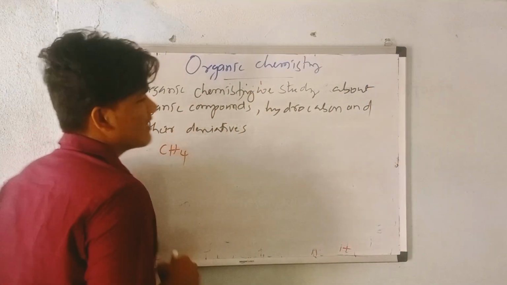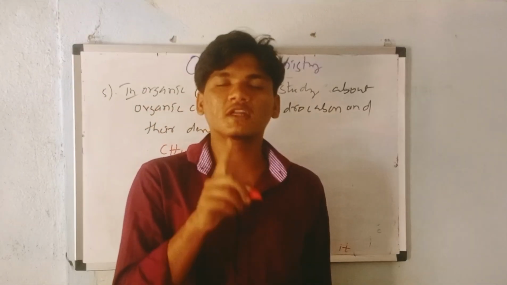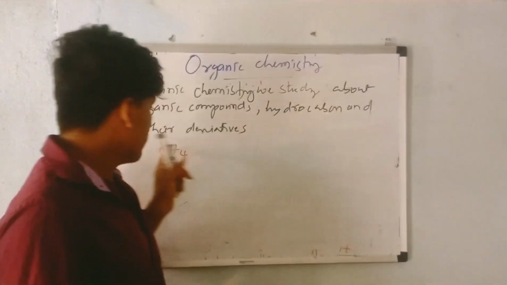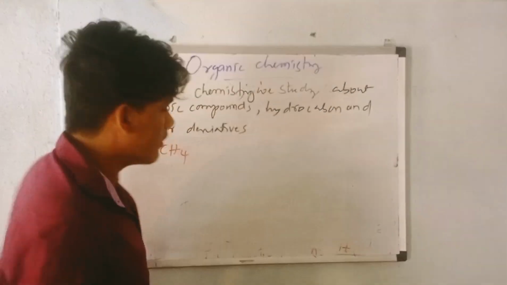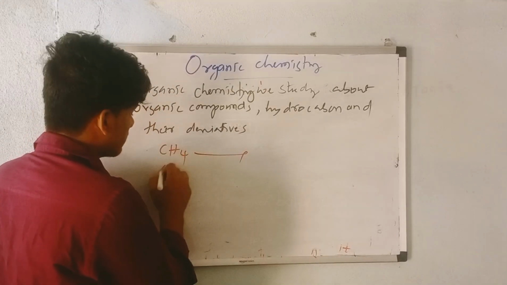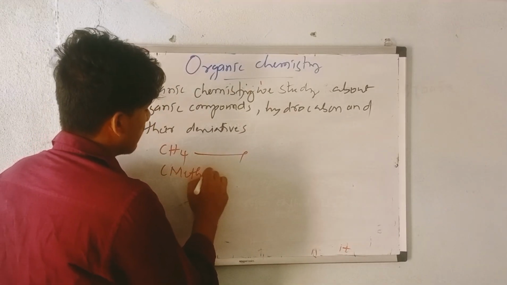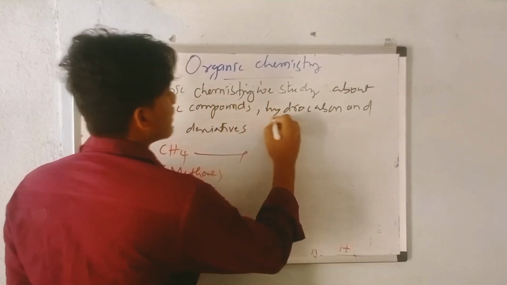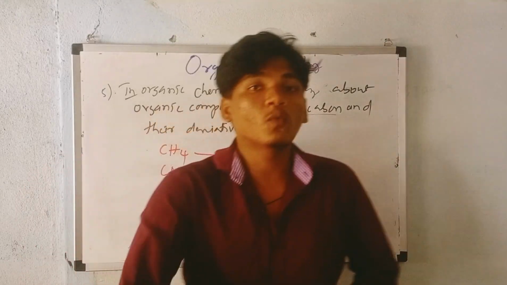I am taking CH4. If a compound has only a single carbon, then that is called methane. Have you understood? This is called methane. It has one carbon and 4 hydrogens. It's one type of hydrocarbon. Now what about a derivative?